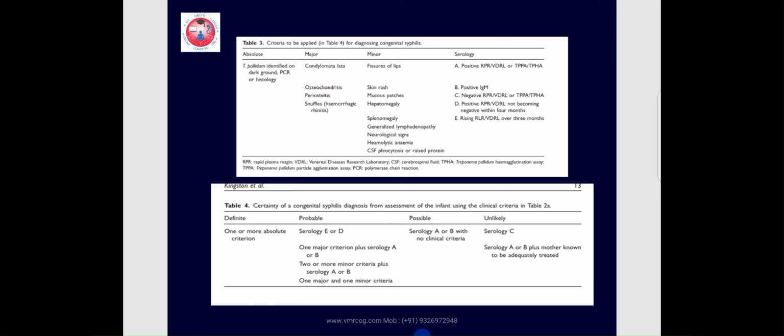Then what is possible diagnosis of congenital syphilis? Where you have serology A or B with no clinical criteria. You only have screening tests which are positive. However, clinically there are no major or minor features. That is the possible diagnosis of congenital syphilis.